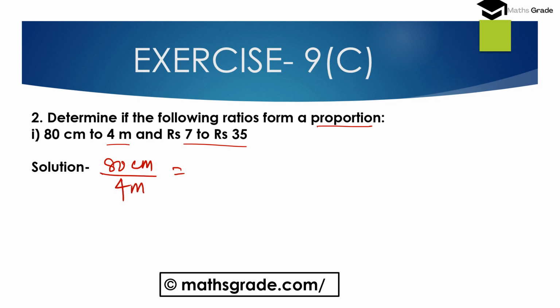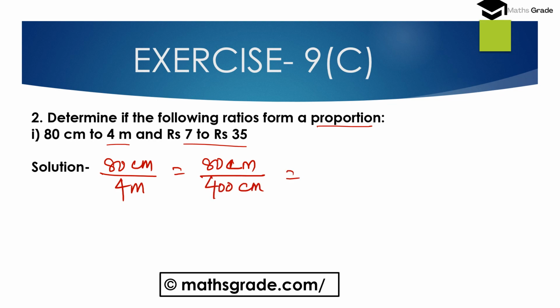Here in this ratio the antecedent is in centimeter unit and the consequent is in meter unit. So first we have to convert meter into centimeter so that the antecedent and consequent are both of equal unit. And we know 1 meter is 100 centimeter. So 4 meter will be 400 centimeter.